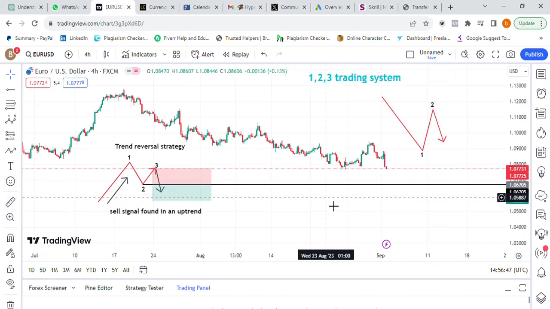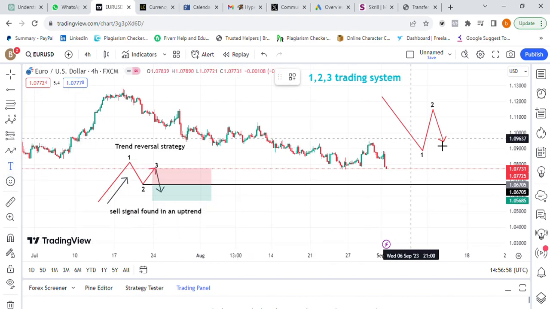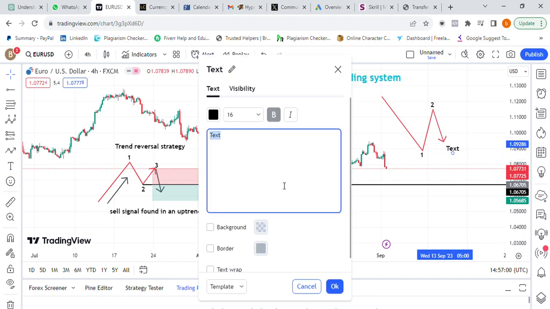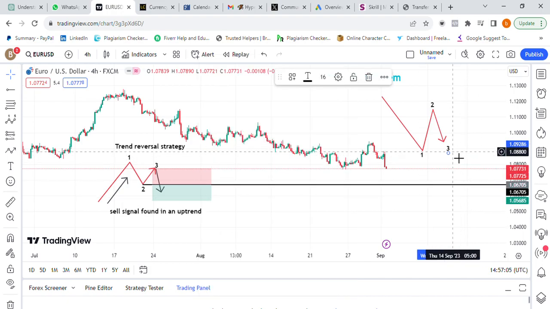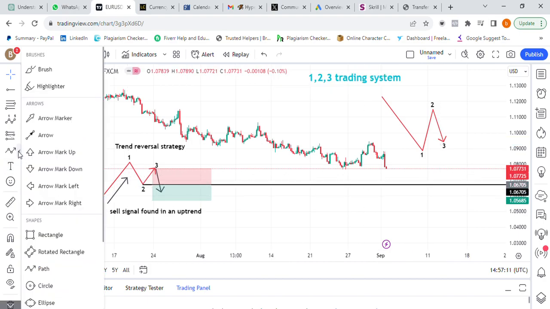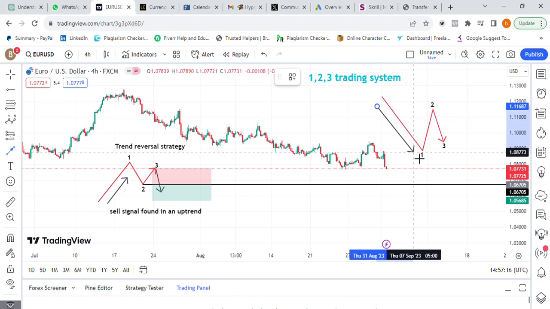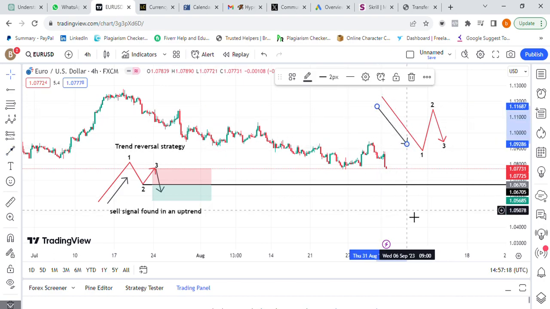Remember, the point 3 has to be a higher low for a downtrend. It has to be a higher low. This is point 3. Now the market is what we call a downtrend. You can see the downtrend. Now this is a buy signal.